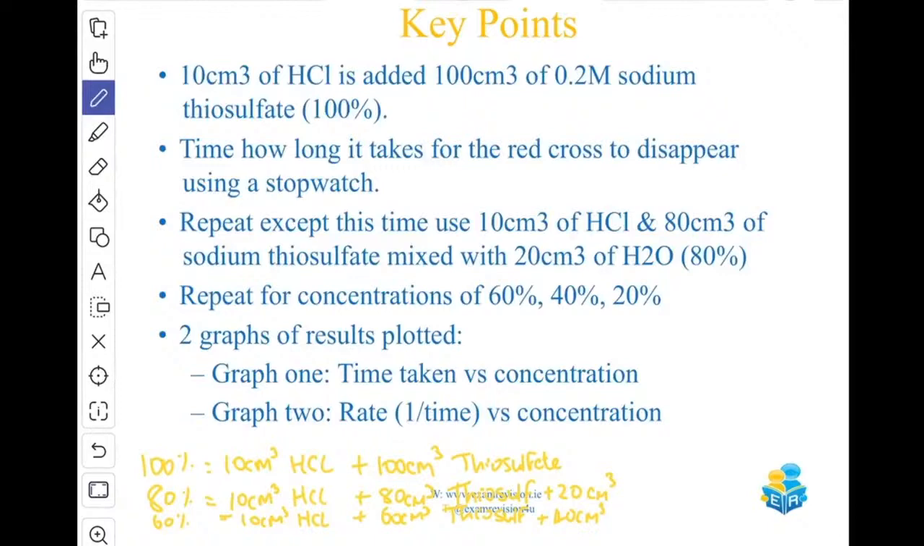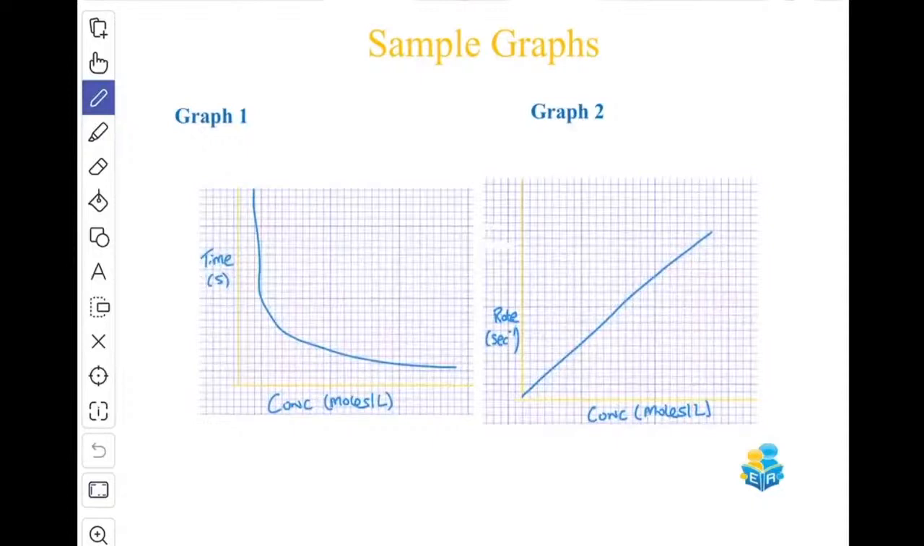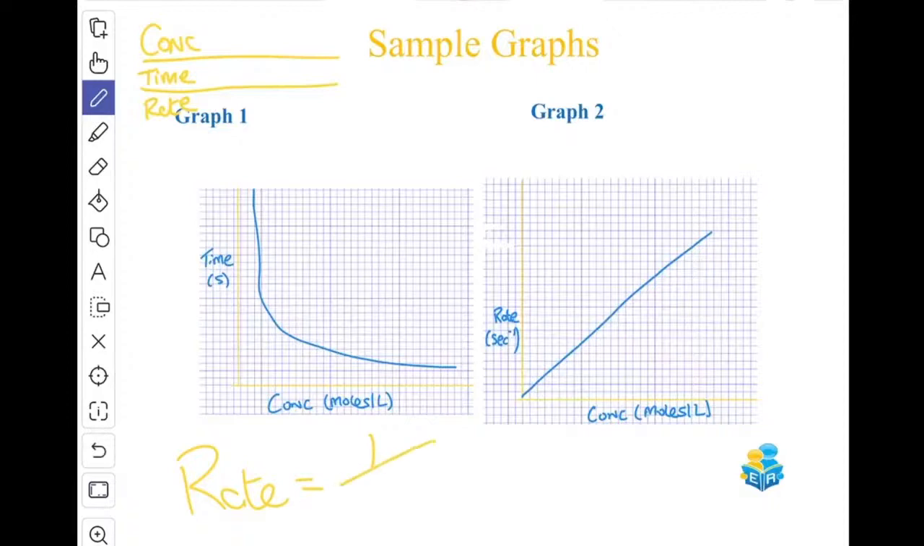Then what we do is we would draw two graphs that would look something like this. You would have a results table, and in your results table you would have your concentration, you would have your time, and then you would have your rate. Now it's important to know that rate, and I probably should have mentioned this earlier, to calculate the rate you do 1 over the time. That is how you calculate your rate.